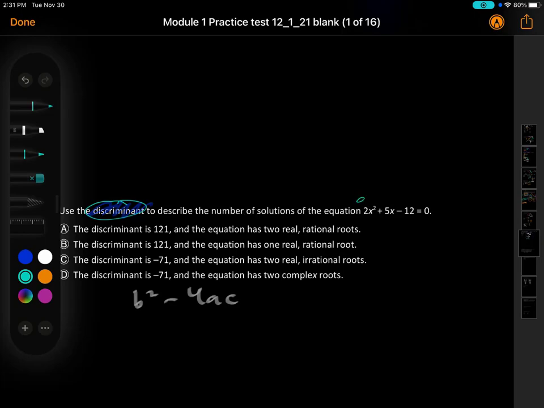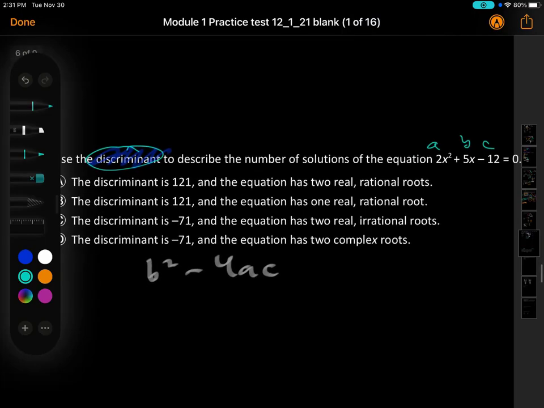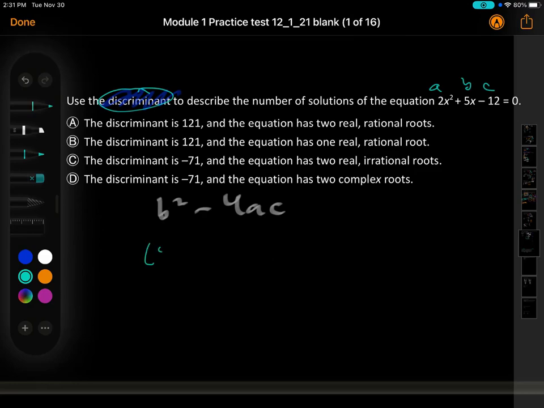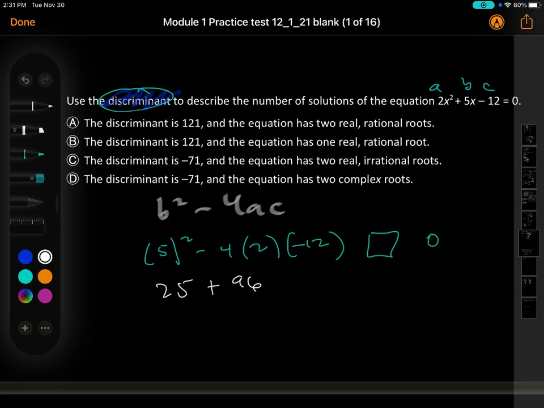A, B, and C, make sure it's set equal to 0 there. So B is 5, A is 2, and C is negative 12. And we're comparing it to 0. 25, negative 8, negative times negative is positive, and I believe that'll be 96. So then you have 121 is greater than 0. Okay, pay attention.